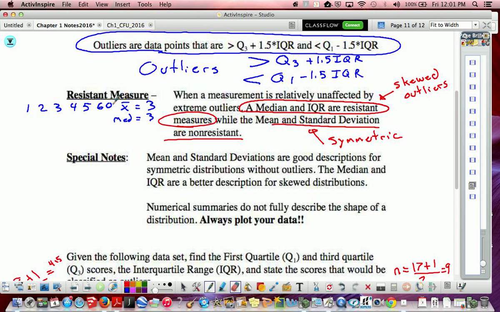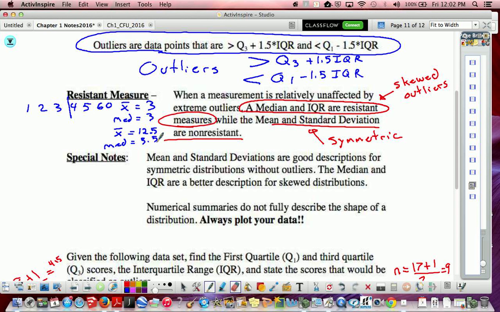What happens to my mean? 1, 2, 3, 4, 5 adds up to 15 plus 60 makes 75. What's 75 divided by 6? Someone do that on the calculator right away. 75 divided by 6. 12.5. What's my median? It's right in between here, 3.5.